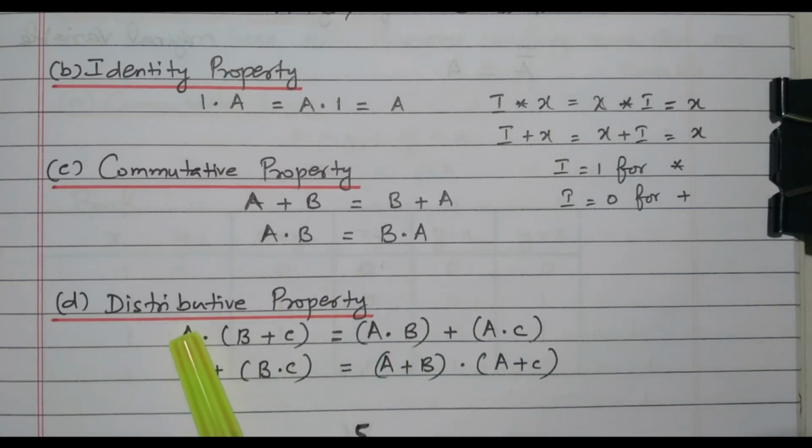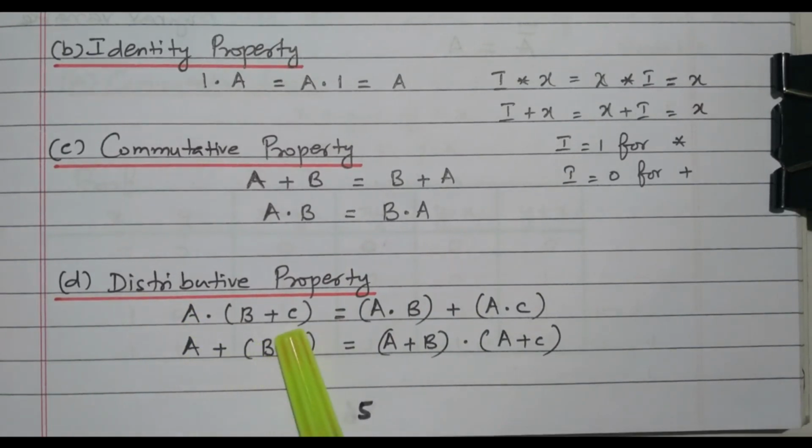Then the distributive property: A dot (B plus C) can be written as A dot B plus A dot C. We can write it like this. Similarly, A plus (B dot C) can be written as (A plus B) dot (A plus C). While solving Boolean expressions, we can use these properties. A dot (B plus C) equals A dot B plus A dot C, and A plus (B dot C) is nothing but (A plus B) dot (A plus C). It comes under the distributive property.